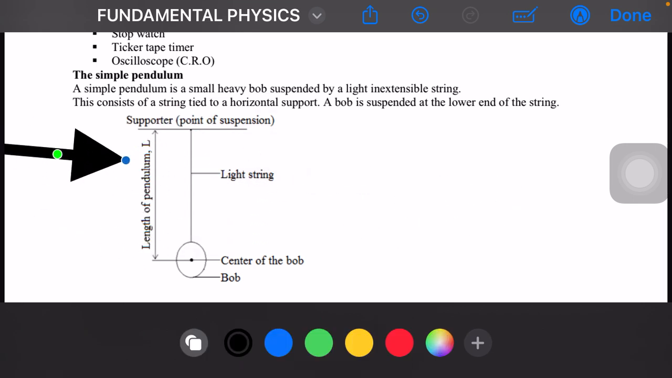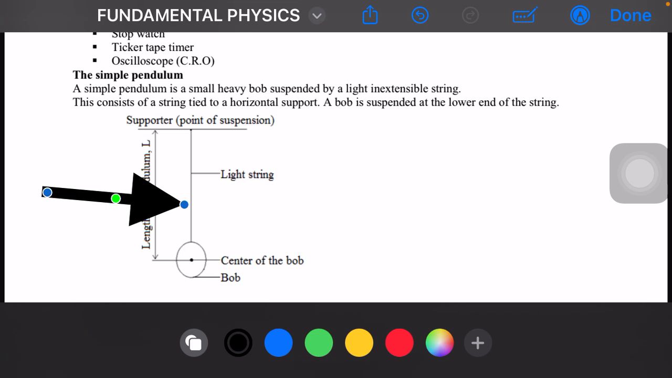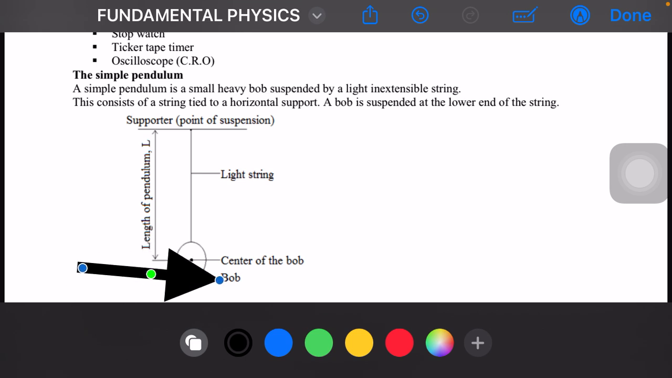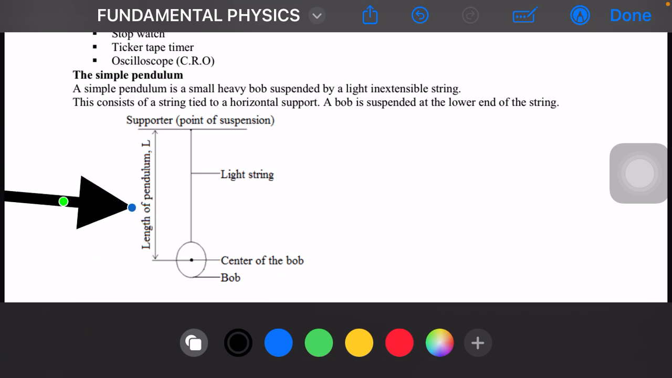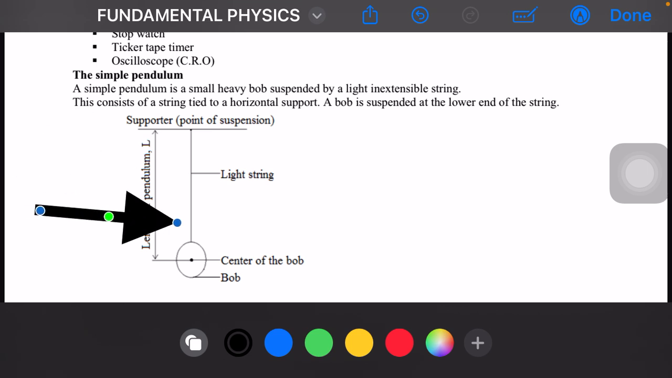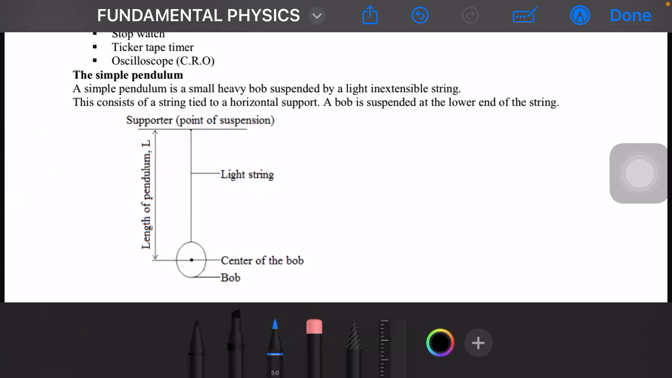So here is a simple pendulum. We have the support, which is the point of suspension. You have the light string. This is the string we're talking about. Then you have this bulb, these round things. The center of the bulb is where the line is drawn. Then the distance between this point and this point, we call the length of the pendulum, which is L. I hope I haven't lost anyone in terms of explanation.